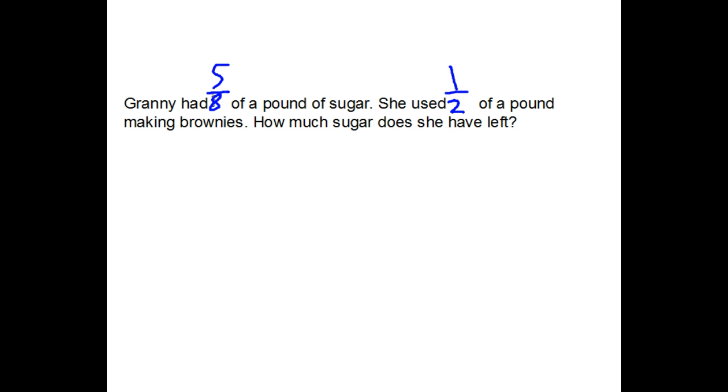Granny had 5/8 of a pound of sugar. She used a half of a pound making brownies. How much sugar does she have left? So she had 5/8. She used, that means I'm taking it away, giving it away, 1/2. So it's just like the problems we were doing before, except it's a story problem.